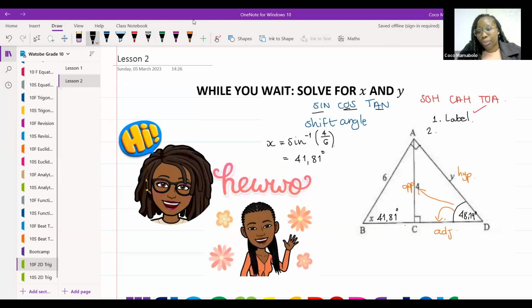Step 2 is for us to compare what we have versus what we want.